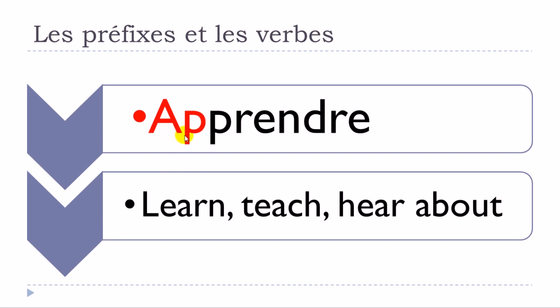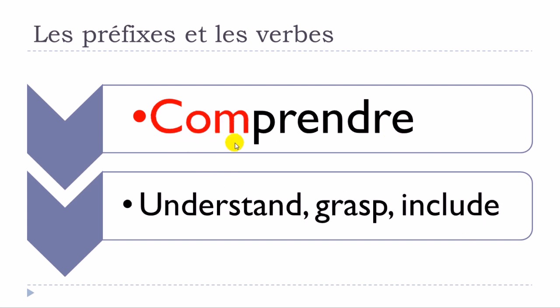The first one, ap, so ap, you will get apprendre, okay, you don't pronounce the double p, apprendre, so here is what it means, okay, apprendre. Then it's possible to put this com in front of prendre, and you will get comprendre, okay, comprendre.